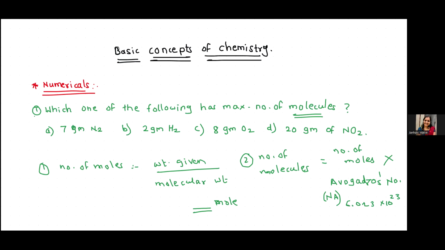So the first option is 7 gram nitrogen. We will check for it on another page. 7 gram of N2. So weight given, that is 7, divided by molecular weight of nitrogen. One nitrogen is 14, but there is N2, so it will be 28. So 7 by 28 is 1 by 4, which is nothing but 0.25, and 0.25 is the number of moles. Now you have to calculate the number of molecules.